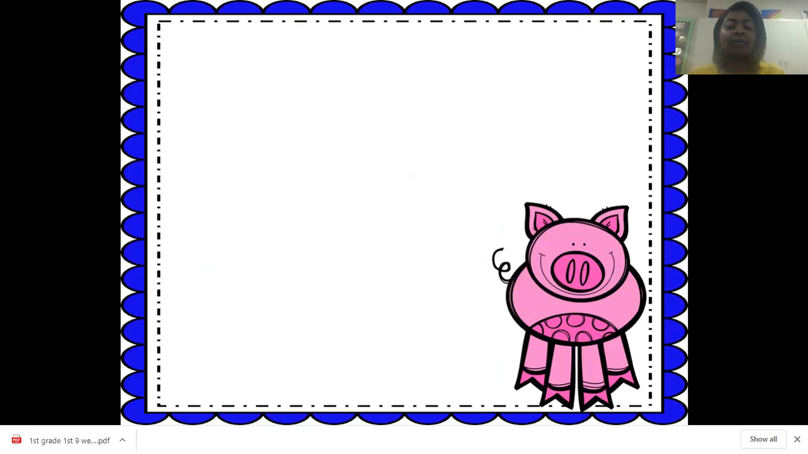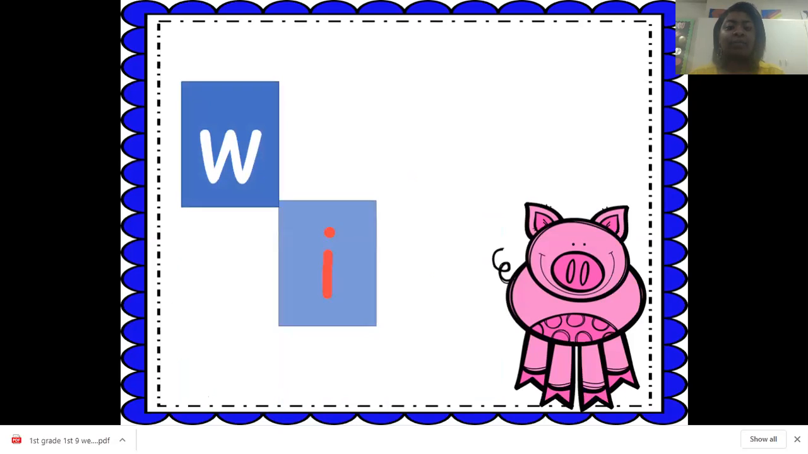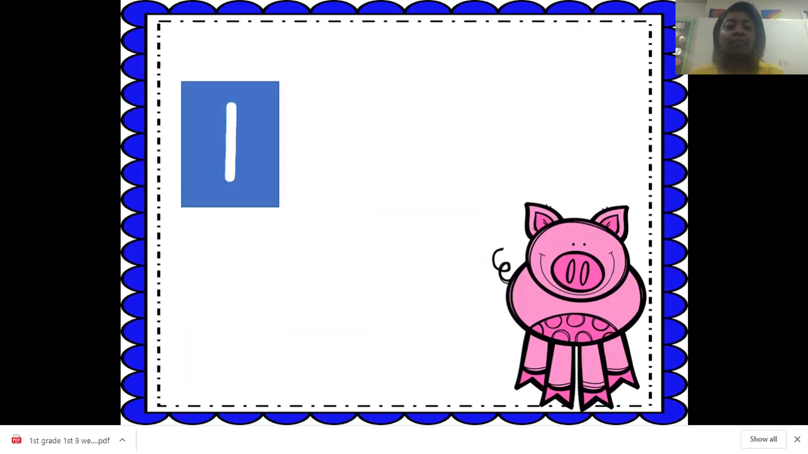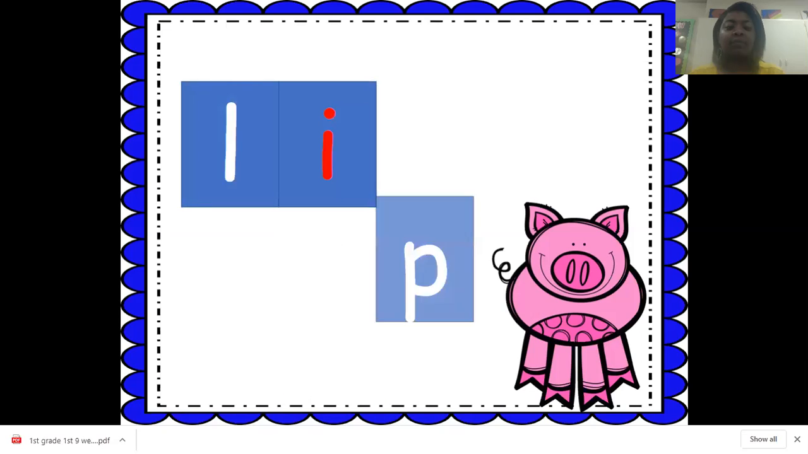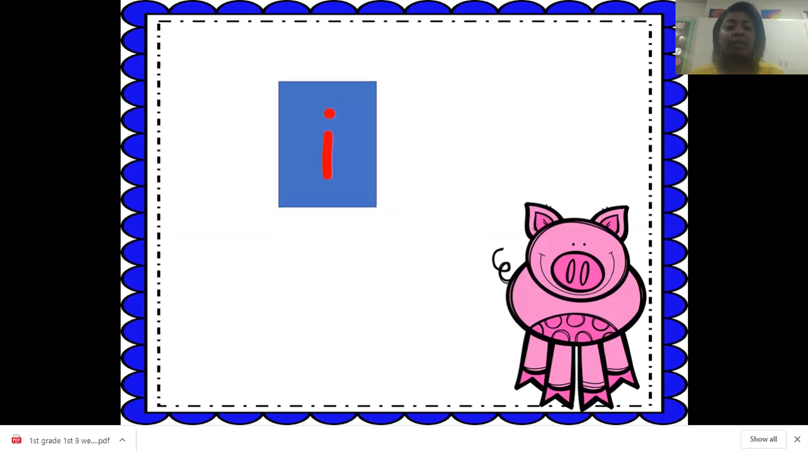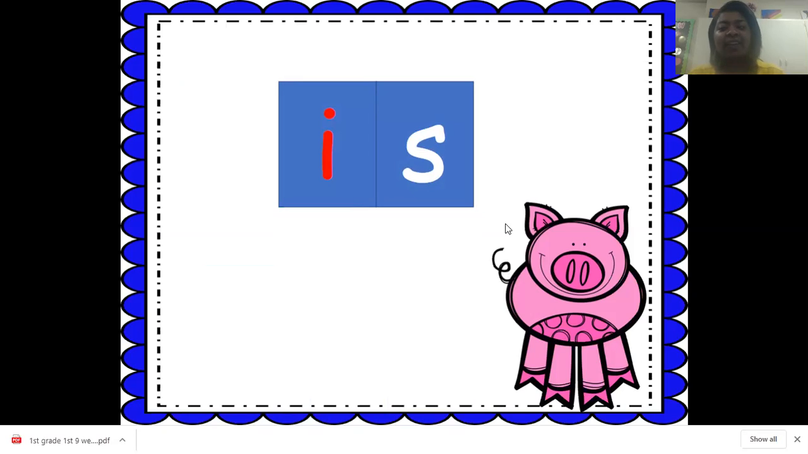Dip. When. In. When. Lip. Is. And this is a sight word. And in this word, the S sounds like a Z. This word is.